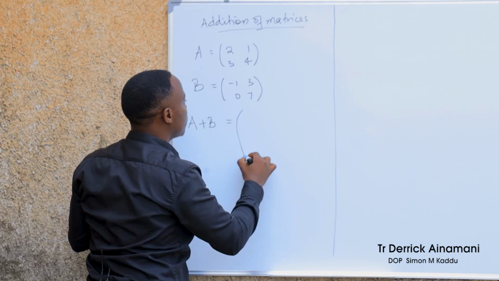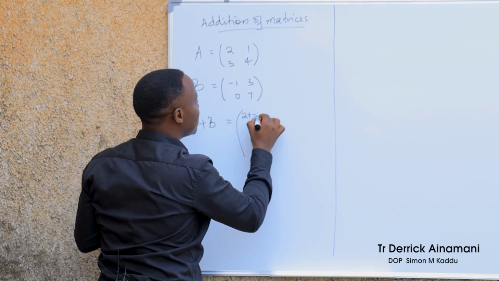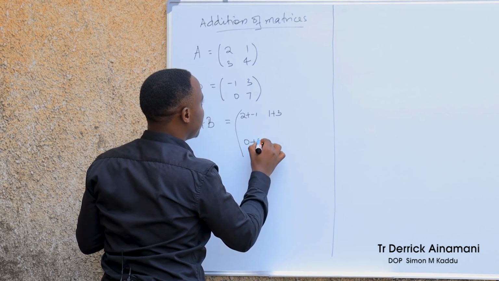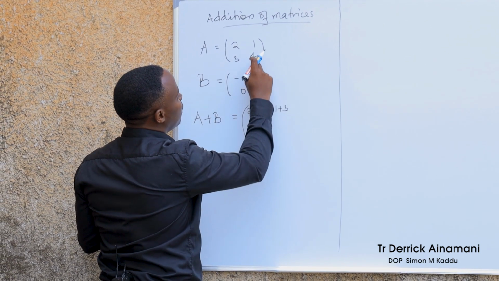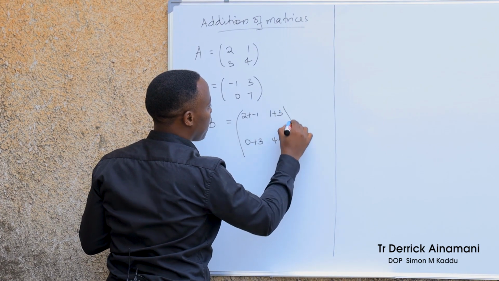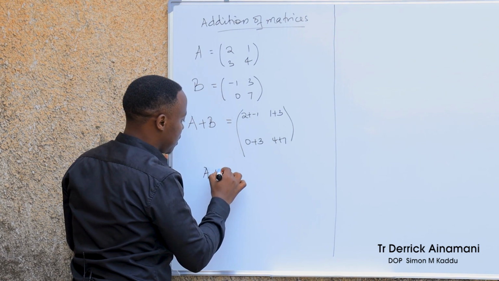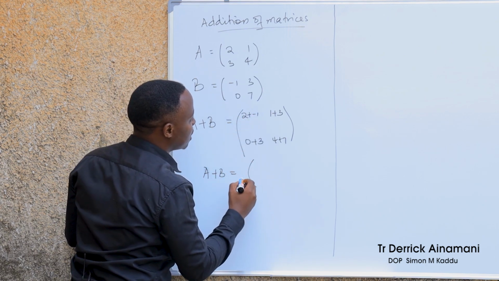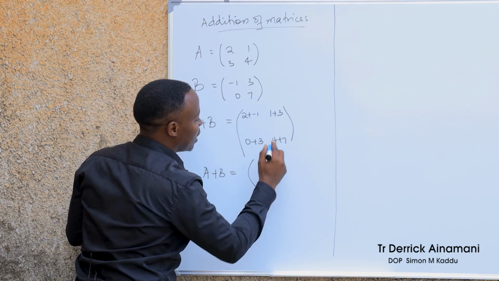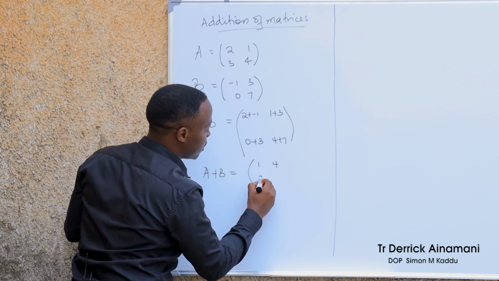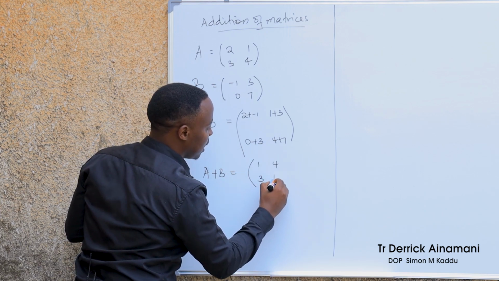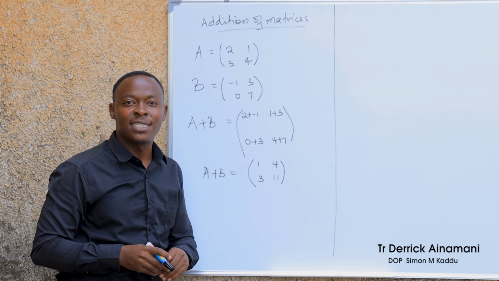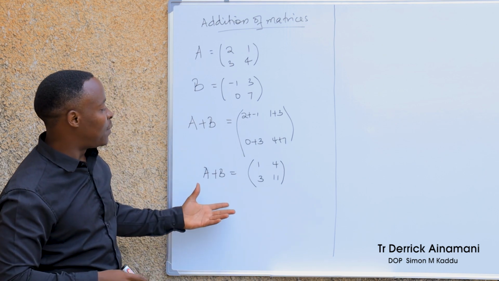So this would be equal to 2 plus negative 1, and here we would have 1 plus 3. Here I would have 0 plus 3, then 4 plus 7. So our matrix A plus B is equal to 2 plus negative 1 is 1, 1 plus 3 is 4, 0 plus 3 is 3, 4 plus 7 is 11. How can someone tell you after all this that matrices are hard? Very easy. The same applies to subtraction.